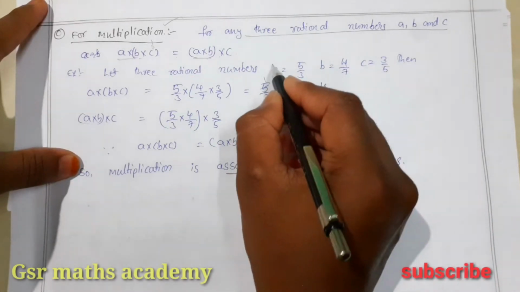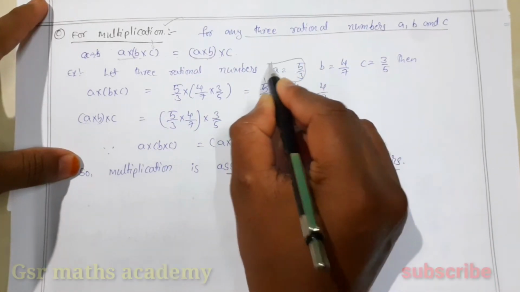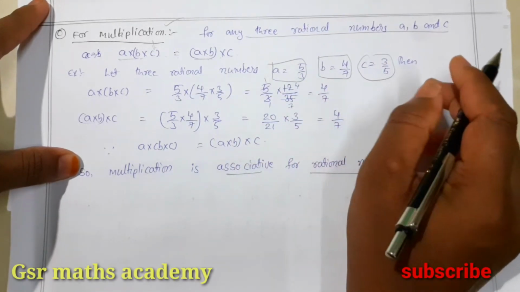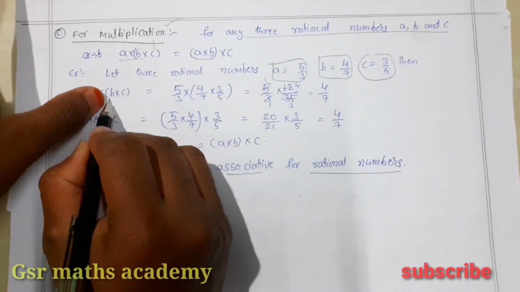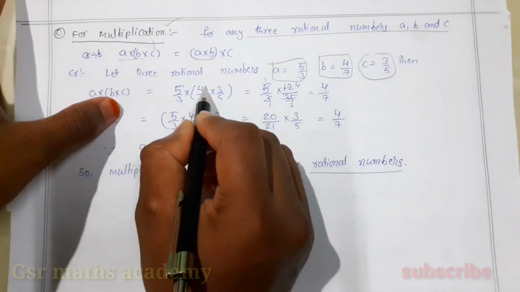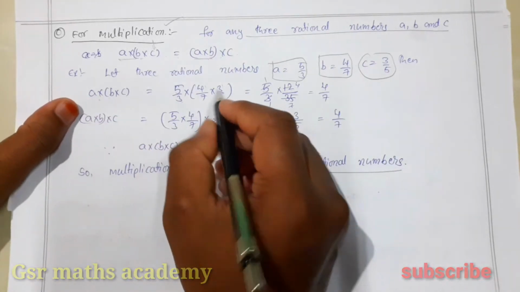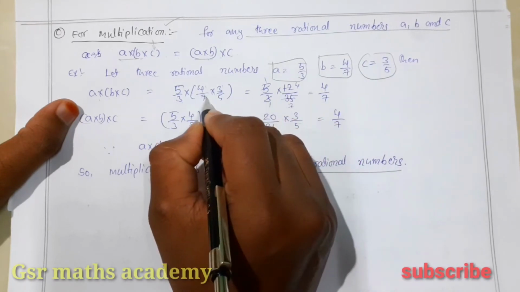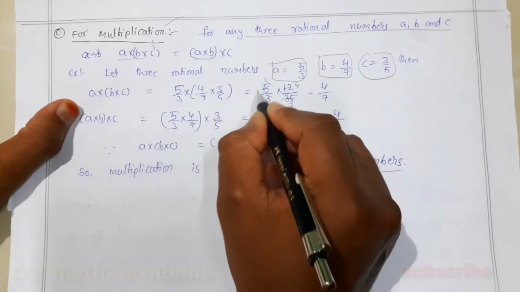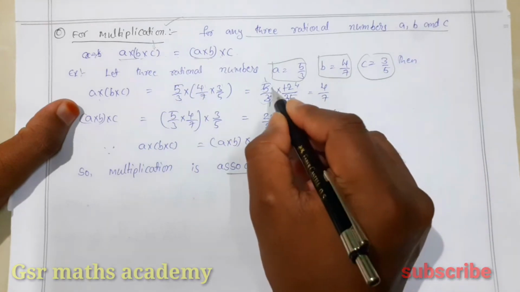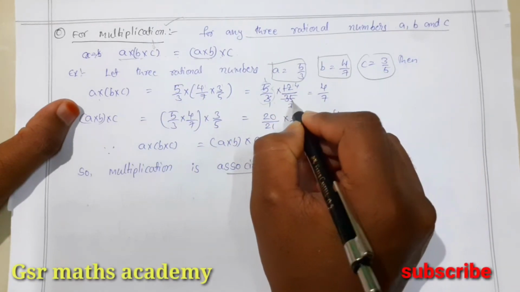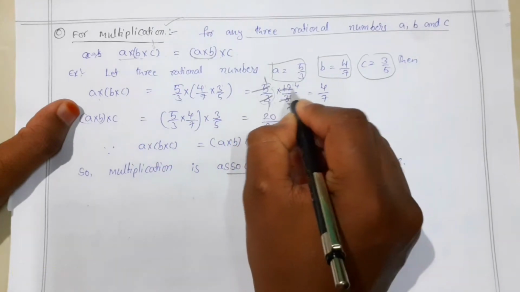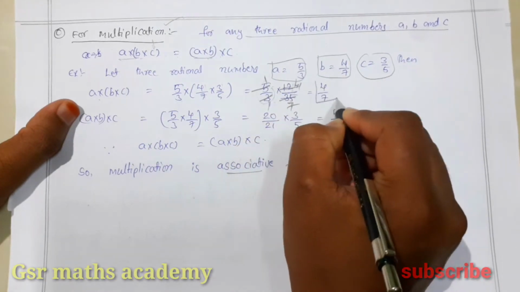So let me explain with an example, that is a is equal to 5 by 3, b is equal to 4 by 7, c is equal to 3 by 5. If you take (a into b) into c is equal to 5 by 3 into 4 by 7 into 3 by 5. Here 4 into 3 is 12, and 7 into 5 is 35. That means 5 by 3 into 12 by 35. Okay, 5 ones are 5, 5 sevens are 35, and 3 ones are 3, 3 fours are 12. Then you get 4 by 7.